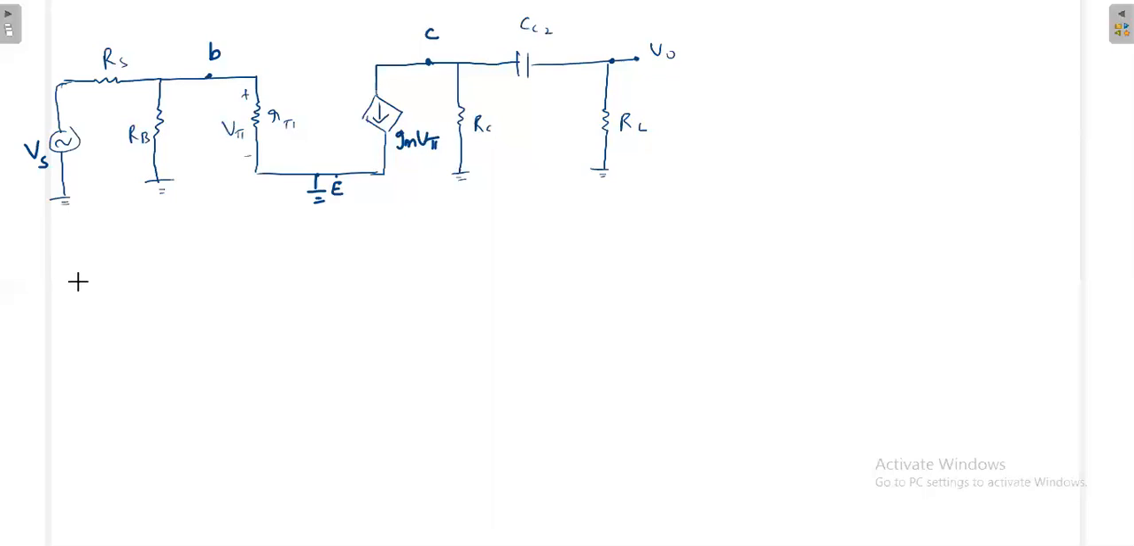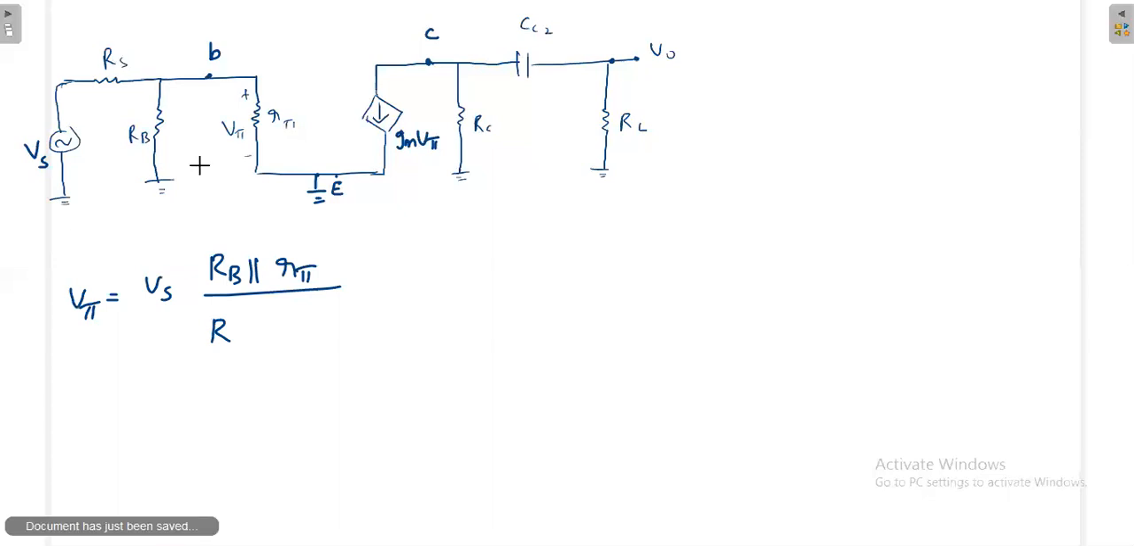Now the V pi voltage, the voltage across R pi, depends on the source voltage. Then what is this resistance value? That resistance value is RB in parallel with R pi. Then what is the overall resistance? The overall resistance is RS plus this parallel combination, RS plus RB parallel R pi. Now, what is V naught?